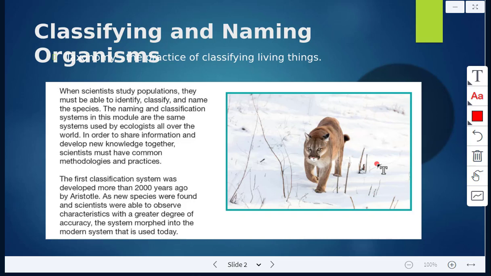So the first classification system was developed more than 2,000 years ago by Aristotle. And then as new species were found, scientists were able to observe characteristics with a greater degree of accuracy. And we now have our modern system that we use today.